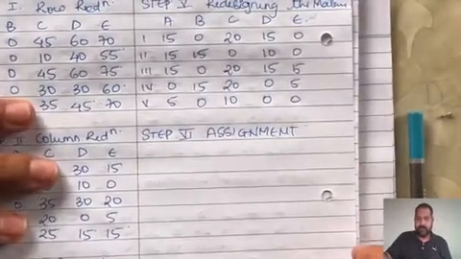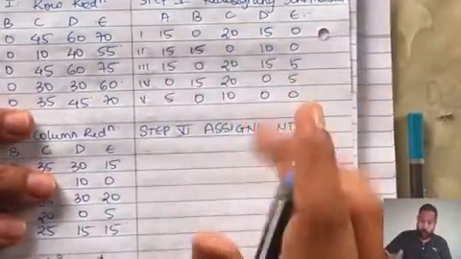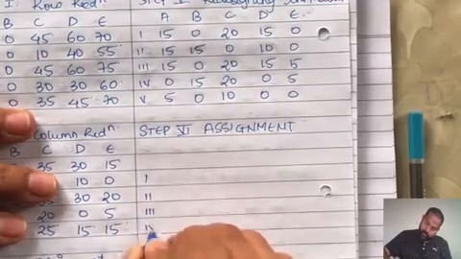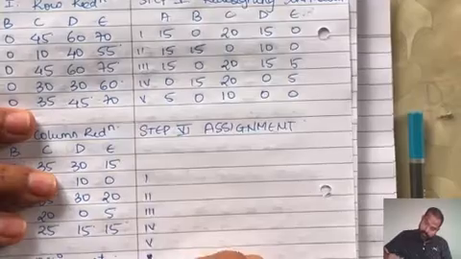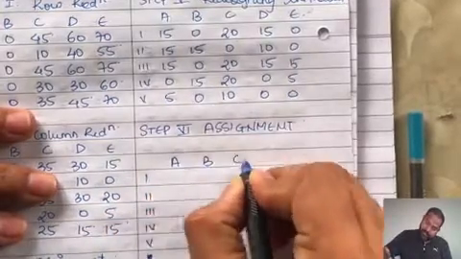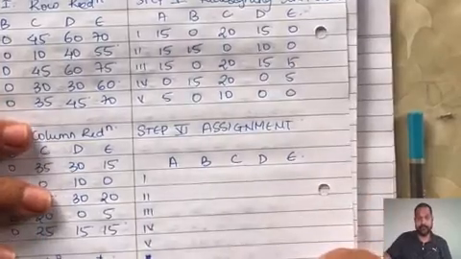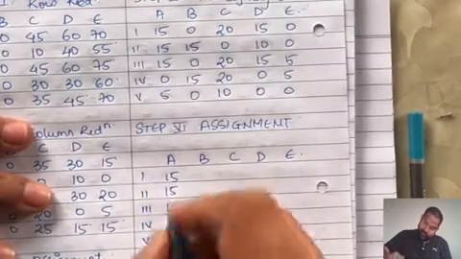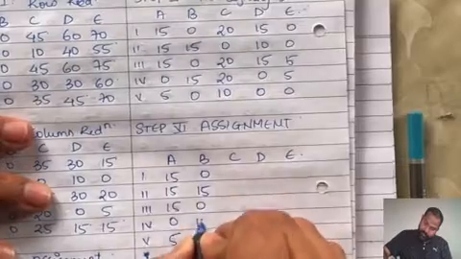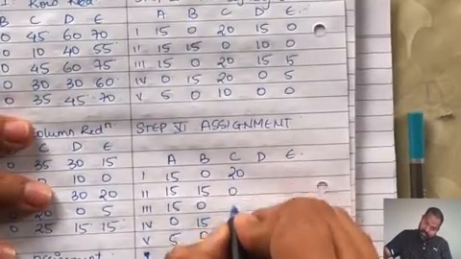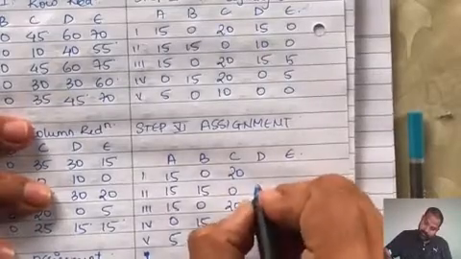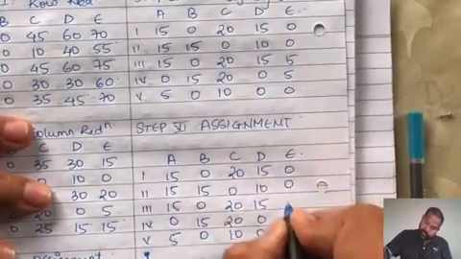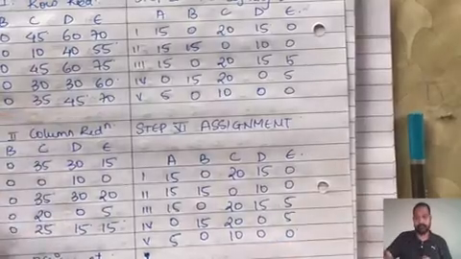Let's start the assignment. I'm writing or drawing a new table. So I have 1, 2, 3, 4, 5, and A, B, C, D, E. The rows are: 15, 15, 15, 0, 5. 0, 15, 0, 15, 0. 20, 0, 20, 20, 10. 15, 10, 15, 0, 0. 0, 0, 5, 5, 0.